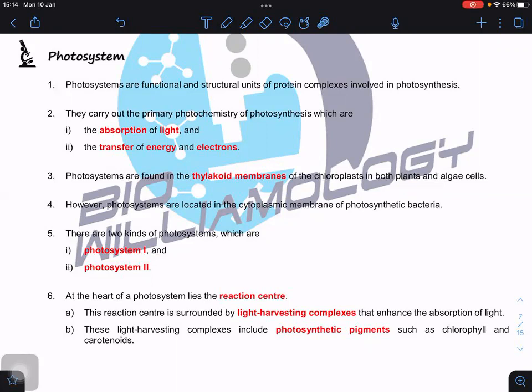In this case, photosystems are the functional and structural units of protein complexes. So they are protein complexes involved in photosynthesis. What they do is basically absorb the light energy and transfer the energy and electrons. This part we have to be careful. When you write, you either write transfer energy, full stop, or energy and electron. You cannot say transfer electron, full stop, because this electron is high energy. Are you clear? It's not a normal electron they transfer, but an electron with high energy.